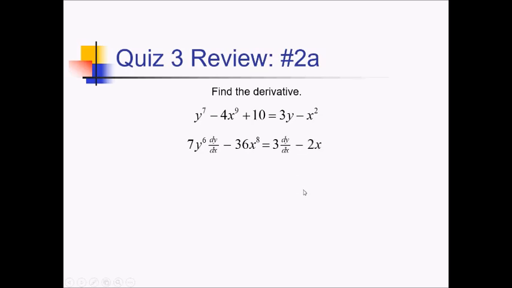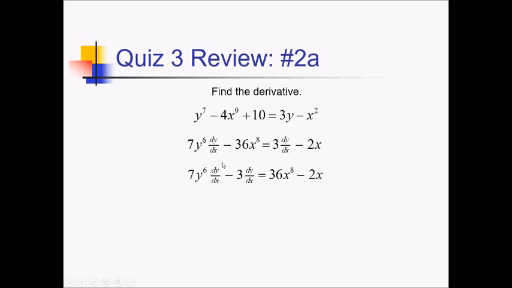So now once you've differentiated everything and have all those dy over dx's, we're going to get the dy over dx's on the same side, because we're eventually going to factor out a dy over dx, and then divide by whatever's in the other factor. So this 7y to the 6 dy over dx can stay on the left. I'm going to subtract this 3 dy dx to get it over there. And let's see, I've got a negative 2x that was already on the other side, and also I'm going to add this 36x to the 8th. So add the 36x to the 8th over there, negative 2x can stay where it is.